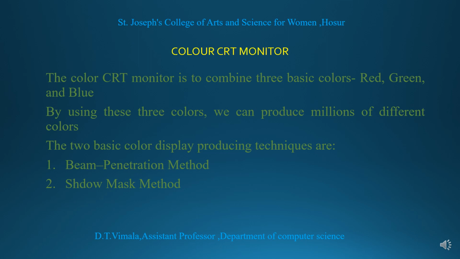What are the two basic color producing techniques? They are the beam penetration method and the shadow mask method. By using these two methods, in the color CRT monitor we can see the images.